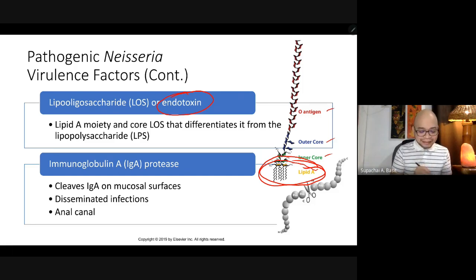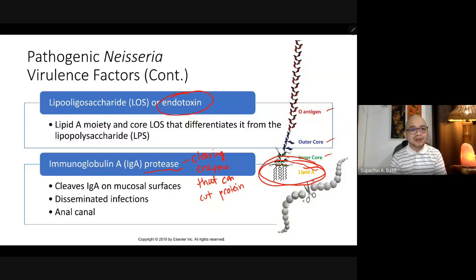And protease, IgA protease. What is a protease? Protease is a cleaving enzyme that can cut protein. So that's the definition of the protease. So protease is a cleaving enzyme that can cut protein.